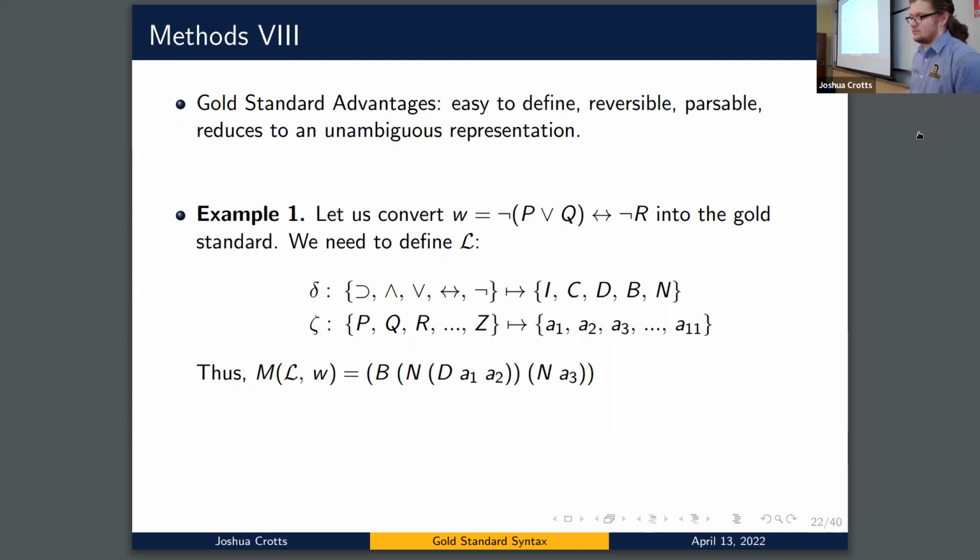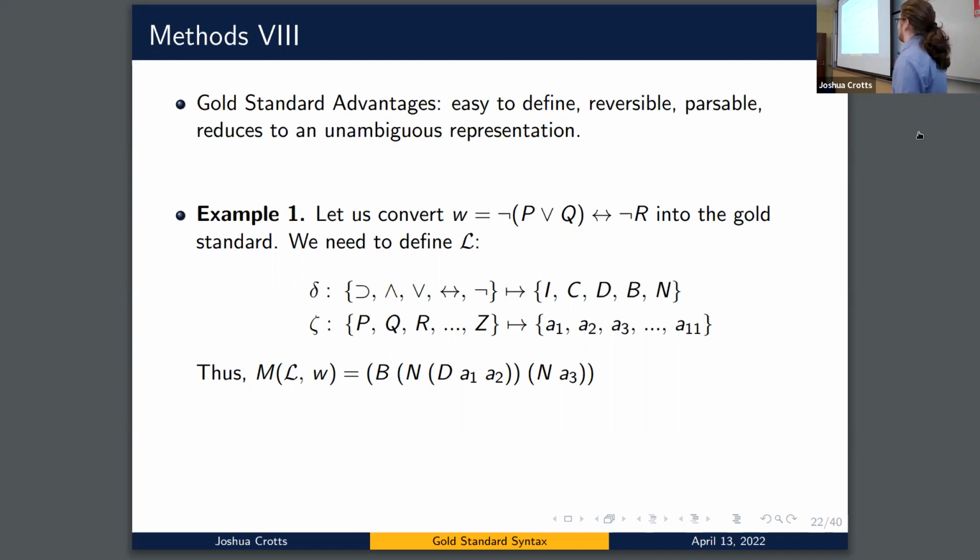So let's take this formula, the biconditional, just a couple clauses, and we'll convert it into the gold standard. So we define these two functions, delta and zeta. So we just say that each connective in this language maps to these symbols. And then the atoms, we're just saying that this language supports the uppercase letters P to Z for atoms. So those map to A subscript 1 to A subscript 11. And it converts into this prefix notation. So that's what makes it unambiguous.